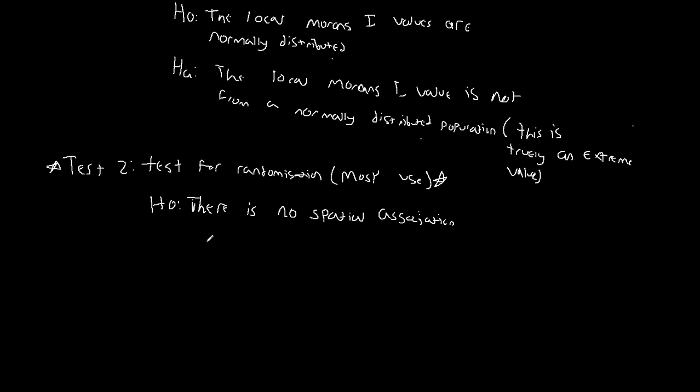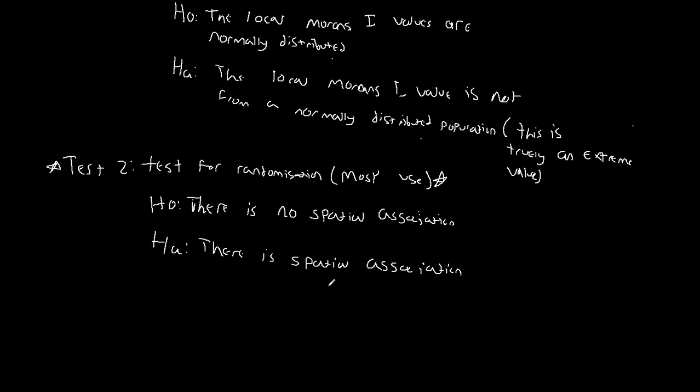So this is the one that we use most often. And the alternative is that there is spatial association. That is basically saying that this value that we have is not only an extreme value, but the location also matters. I cannot have a different z value. My z value matters to me, and there is a spatial association with that.